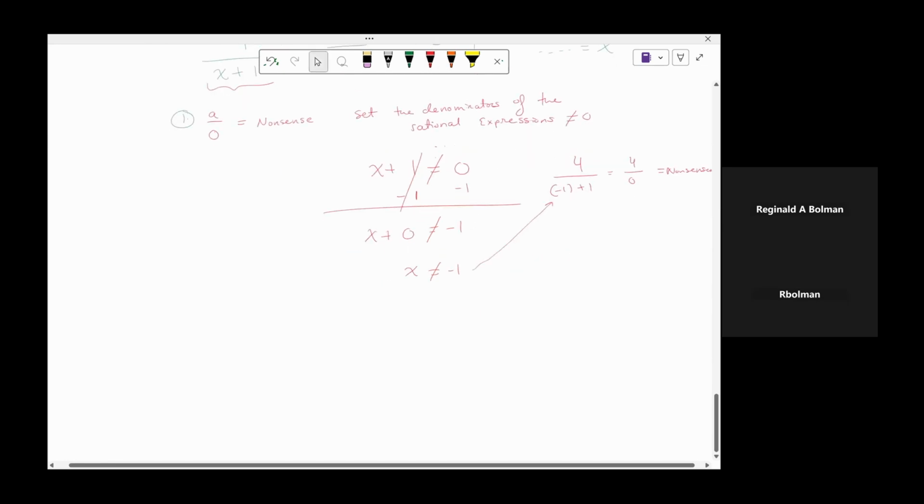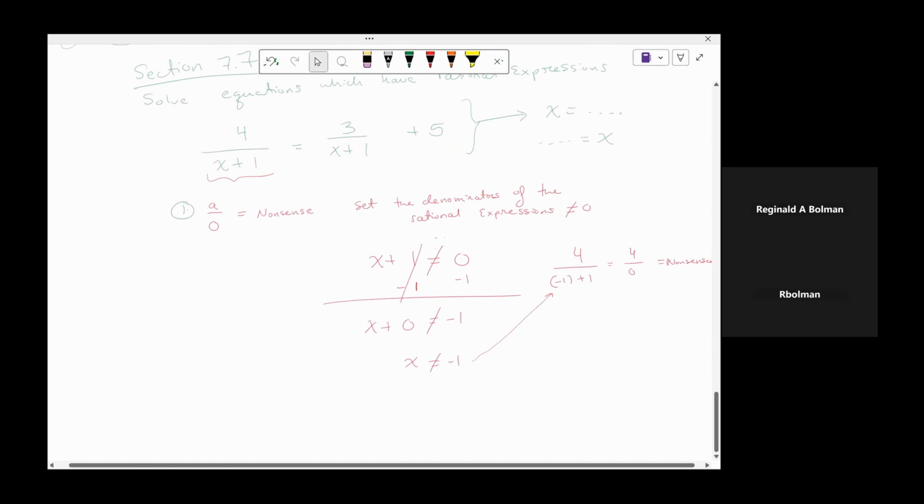All right, so this is the first thing we have to do whenever we're approaching these rational expressions. We have to set our denominators not equal to 0 if you have an x value in your denominator. If you don't have an x value in your denominator, all you have to do is finesse the equation to get x equal to something, just like you would with a multi-step linear problem.